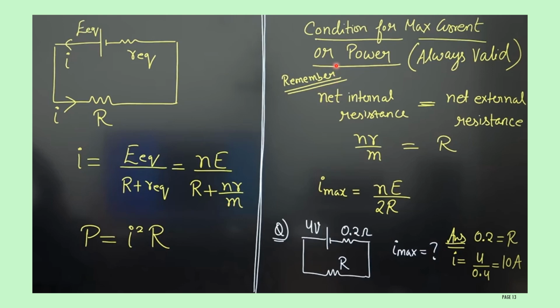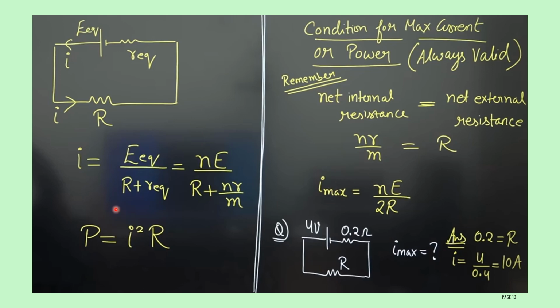Next, an important one: the condition for maximum current or maximum power. At what condition will you get maximum current or maximum power? The condition is that net internal resistance is equal to net external resistance. If this condition is valid, then you will get maximum current or power. Net internal resistance is given by nr by m, and it will be equal to external resistance R.